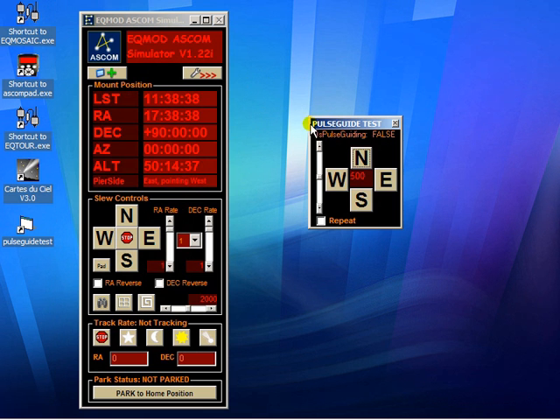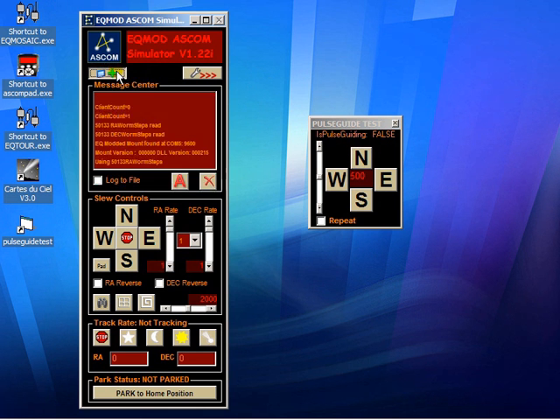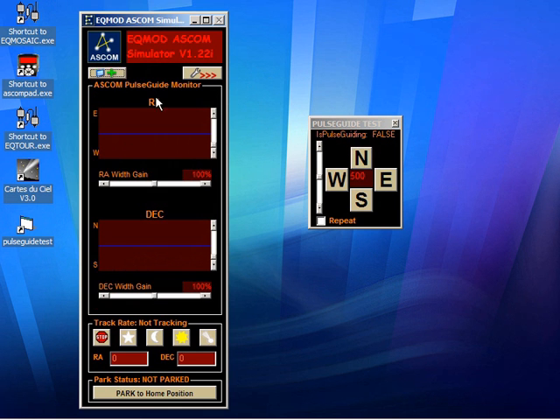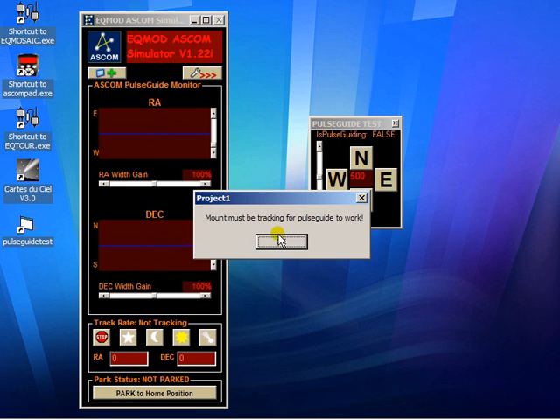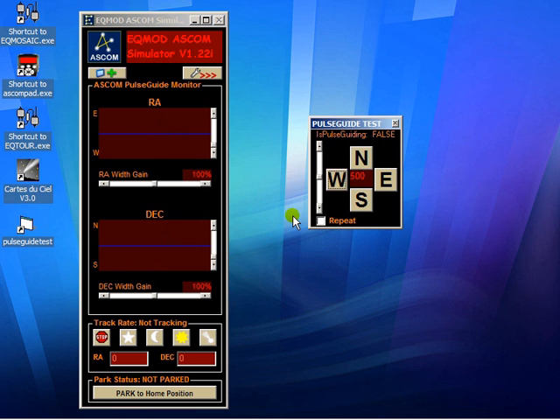Now, EQASCOM has a pulse guide monitor display where there are two graphs, one for each axis, which show you what pulse guiding commands have recently been received. So if I send a pulse of 500 milliseconds to the west, we immediately get a message saying the mount must be tracking for pulse guiding to work. So let's make it tracking, issue it again, and you see it's shown on this graph.